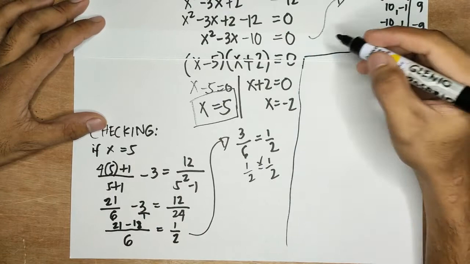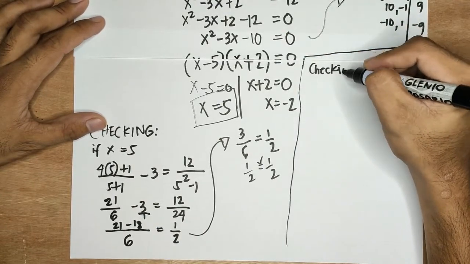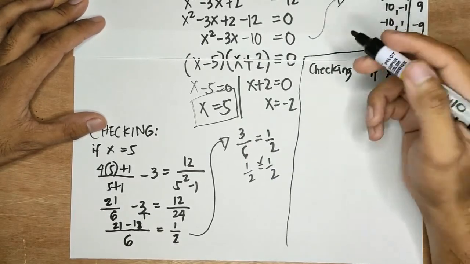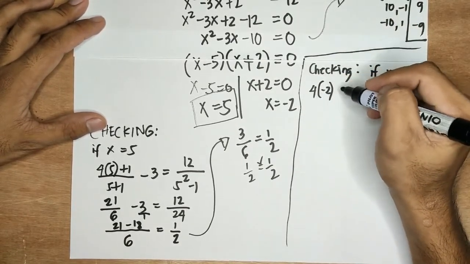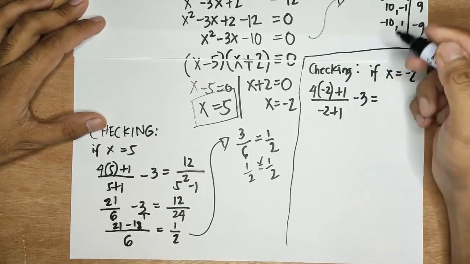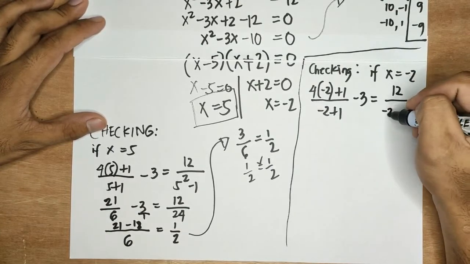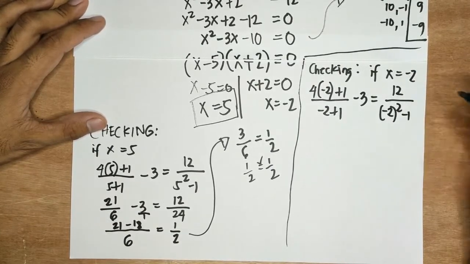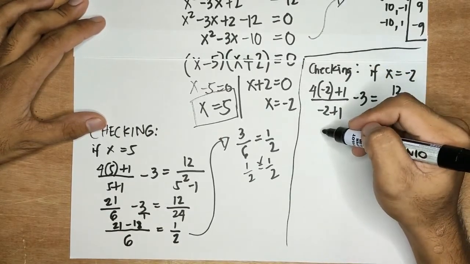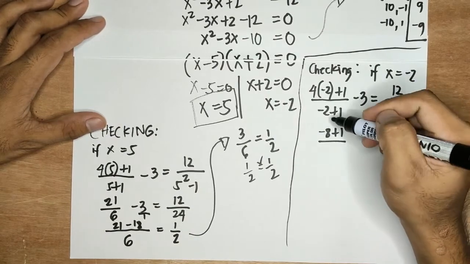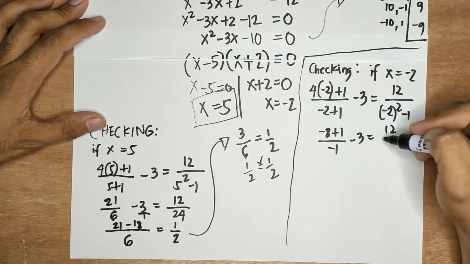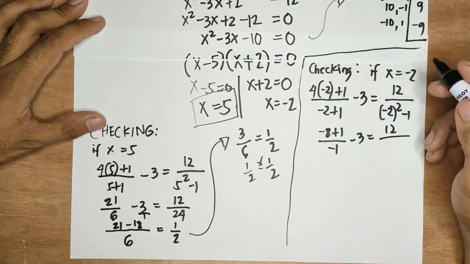For the other factor, we have, if x is equal to negative 2, we have 4 times negative 2 plus 1 all over negative 2 plus 1 minus 3 is equal to 12 all over negative 2 squared minus 1. So simplifying further, we have 4 times negative 2 is negative 8 plus 1. Negative 2 plus 1 is negative 1 minus 3 is equal to 12 all over negative 2 squared is positive 4. 4 minus 1 is 3.